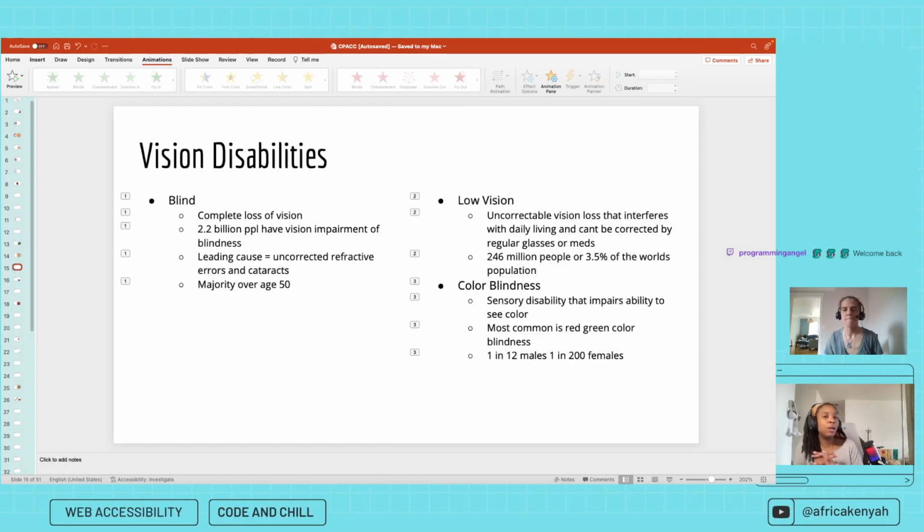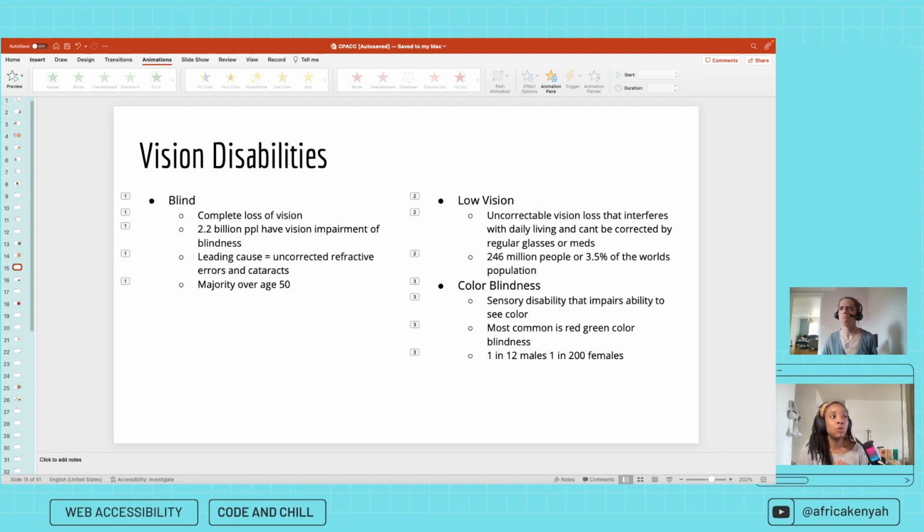I'm going to just read the slides and let Dorlin talk at length about this area. When we're talking about the blind, we're talking about complete loss of vision. 2.2 billion people have a vision impairment or blindness, and the leading cause is uncorrected refractive errors and cataracts. The majority of people who are blind are over the age of 50. So this is what we're talking about when we're talking about blind.